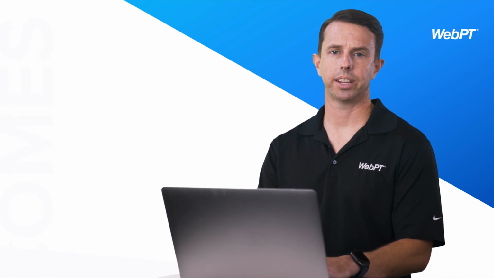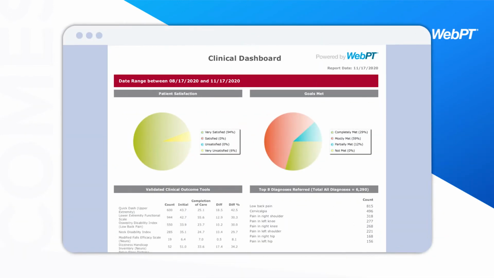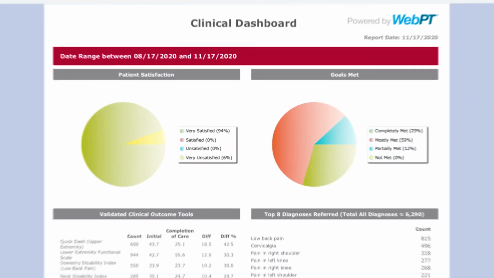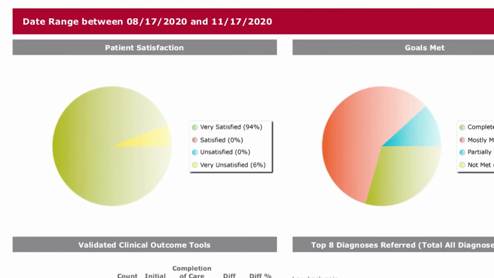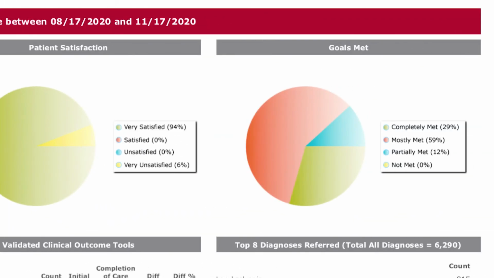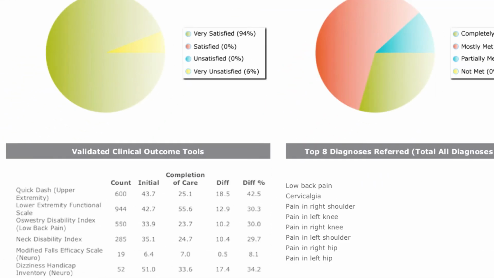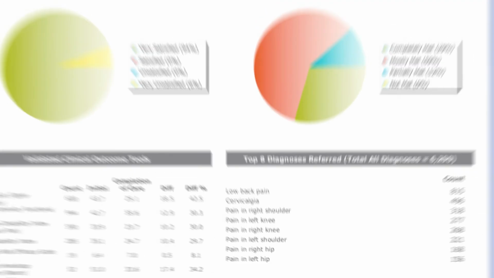Company reports are great for helping you understand trends in your practice as well as draw comparisons between individual locations and therapists. Use the clinical dashboard to get a quick overview of how your clinic is doing. Check patient satisfaction rates, goals met percentages, the total number of OMTs completed, and the top 8 diagnoses referred.